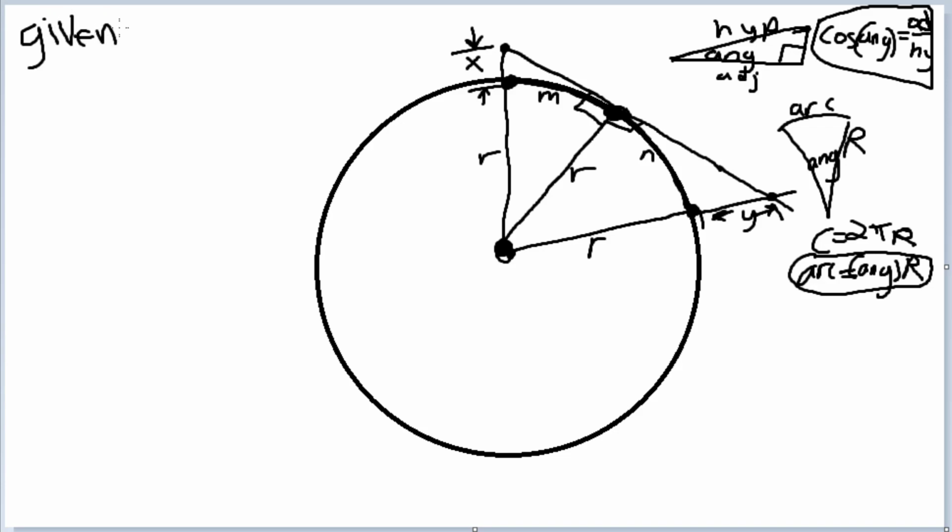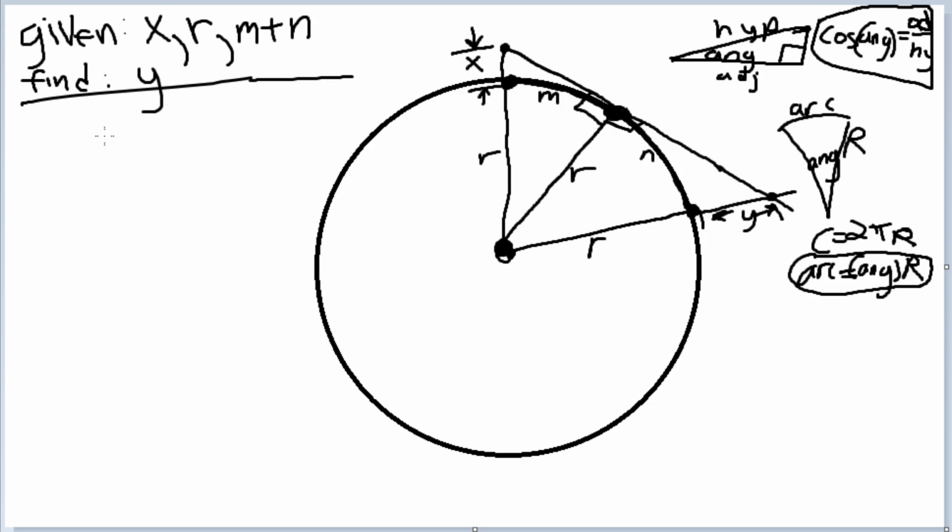So given is going to be x, the height of the eye above the surface of the Earth. Now we're also given a certain radius of the Earth. It was just assumed as given. And then we're also given m plus n. I know it's weird that we're given the sum of two variables, but we just work with it. And then what we're trying to find is y.